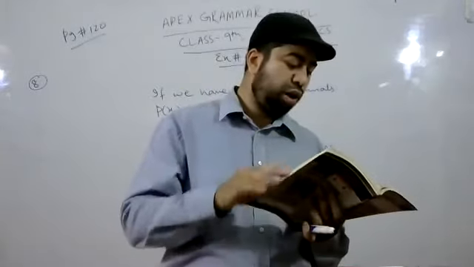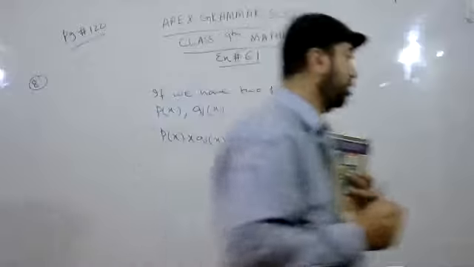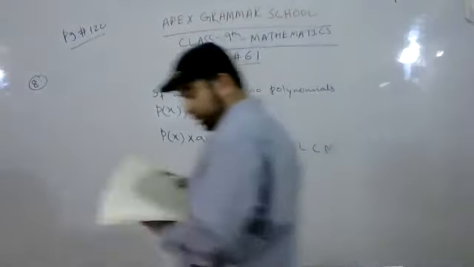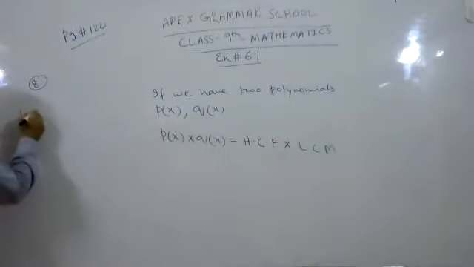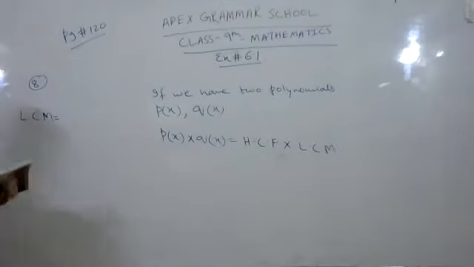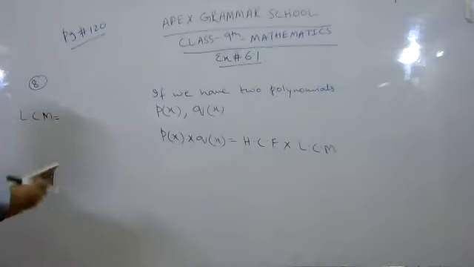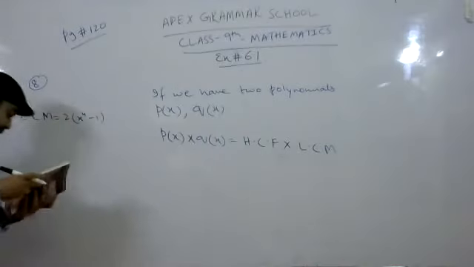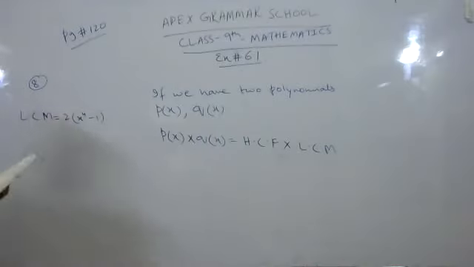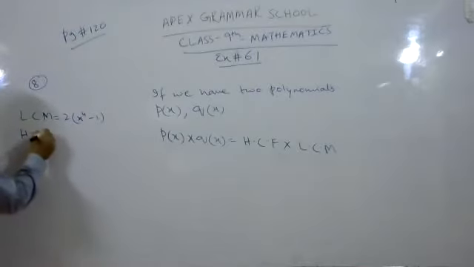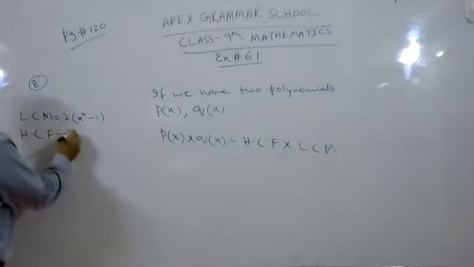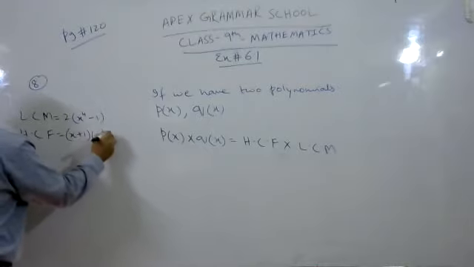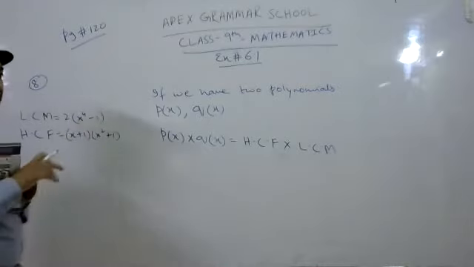are 2 into x raised to the power 4 minus 1. What is this? This is respectively LCM. Our LCM value is the LCM and HCF of two polynomials P of x and Q of x are 2 into x raised to the power 4 minus 1, and HCF, that is x plus 1 into x square plus 1 respectively.